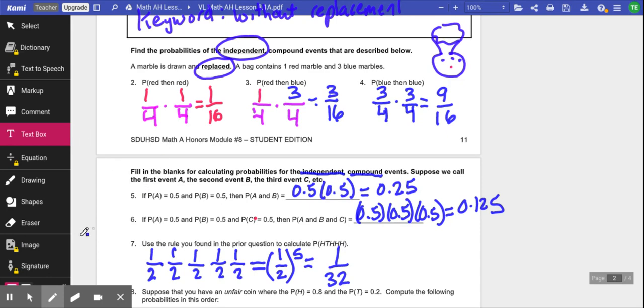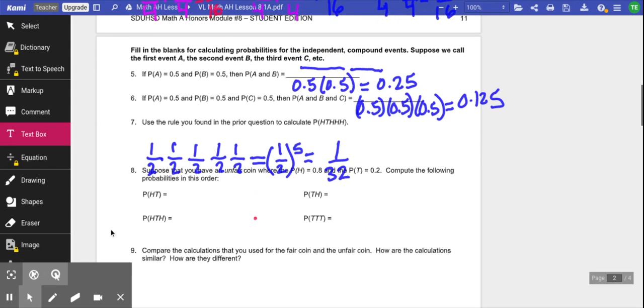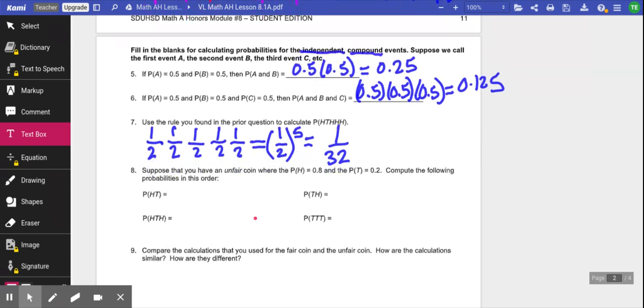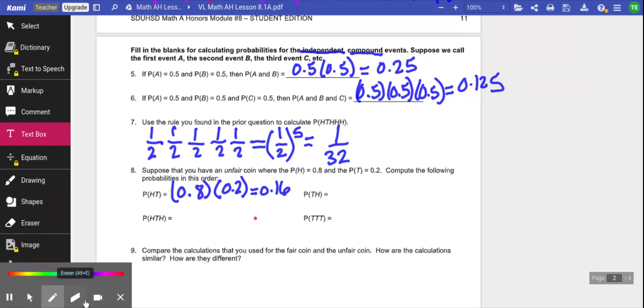All right, number 8. Suppose you have an unfair coin where the probability of getting heads is 0.8 and the probability of getting tails is 0.2. Compute the following. So if I want to do head times tail, my first one's a head. The probability of getting a head is 0.8. And the probability of getting a tail is 0.2. And when I multiply those, I get 0.16. Okay, go ahead, pause the video, and fill in the next three. Let's check that you know how to do it, and then play and check your answers.